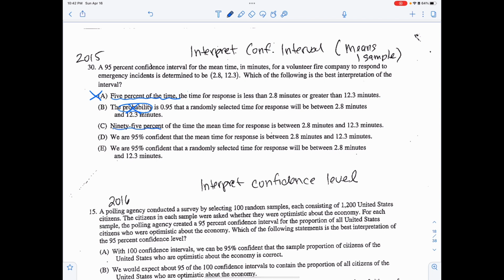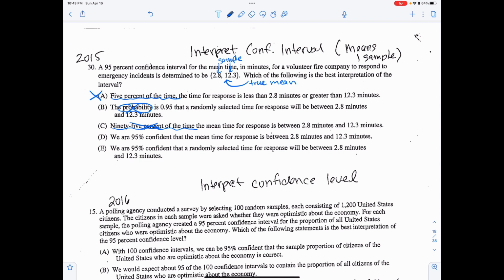Again, "95% of the time" is too deterministic. This is telling me this is happening 95% of the time, and that's not what it's saying. We're saying we are 95% confident that the true mean time is contained in there. Remember, this is created from my sample. These guys are my sample. And so I'm saying that the true mean is contained in the interval. So you can know that's either going to be D or E.